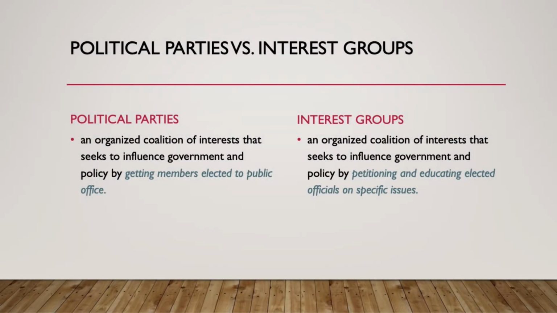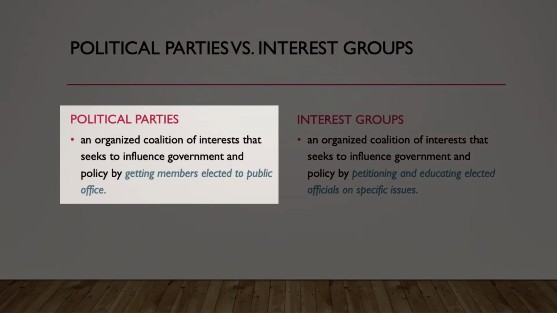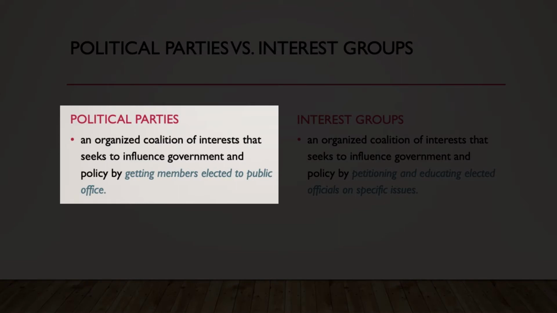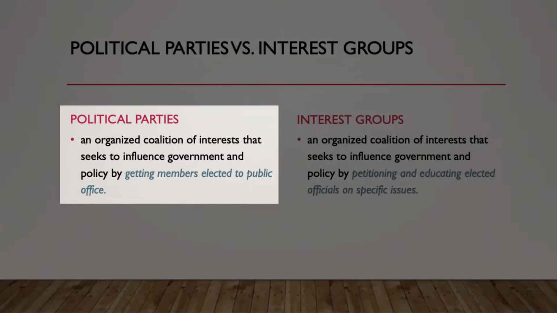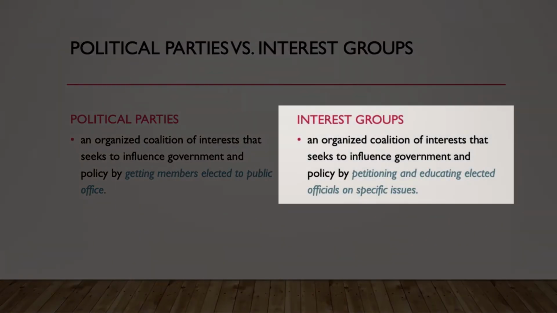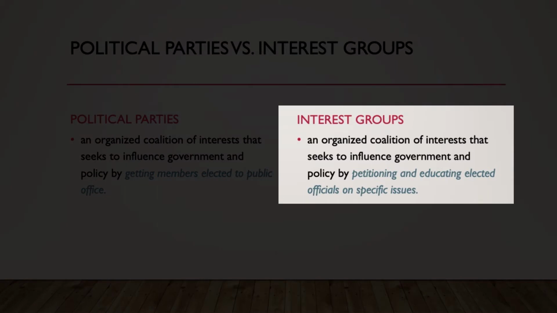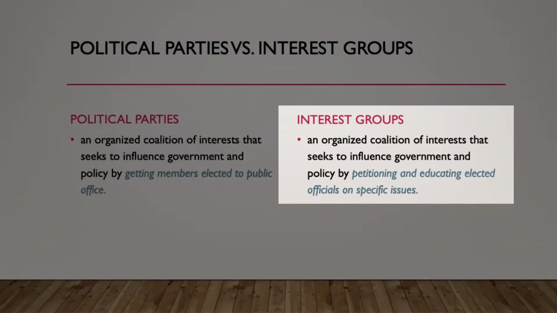So I want you to think back to the political parties lecture and think about the definition that was given for political parties, because there's a lot of overlap between the primary objectives of parties and interest groups. Political parties can be understood as an organized coalition of interests that seek to influence government and policy by getting members elected to public office. Interest groups, quite similarly, are an organized coalition of interests that seek to influence government and policy, but by petitioning and educating elected officials on specific issues.